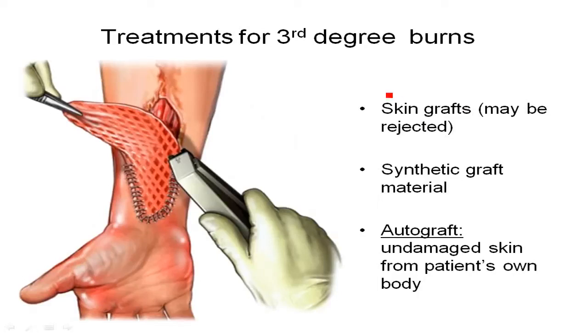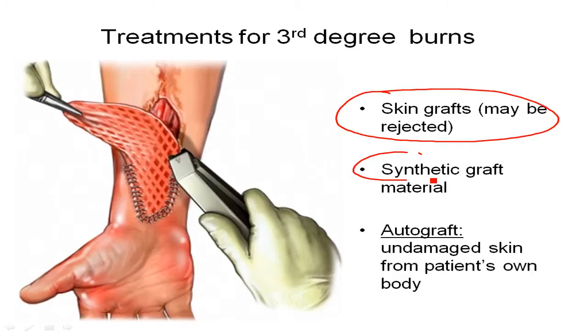So usually some type of skin graft will be used, either from some type of animal or a cadaver. Now these of course can be rejected, so usually this is a temporary mechanism. Sometimes some type of synthetic graft can be used.